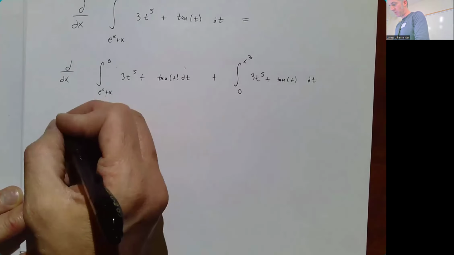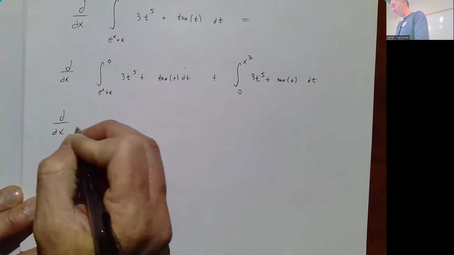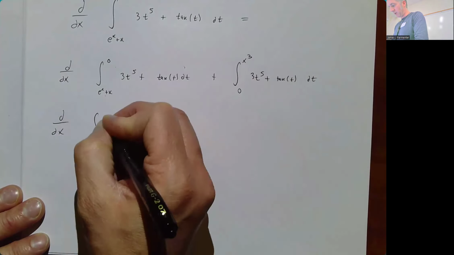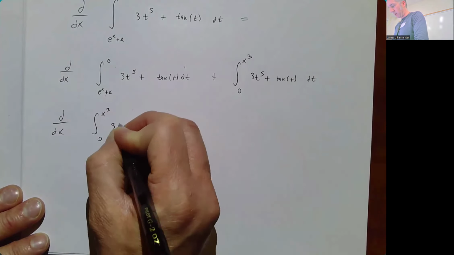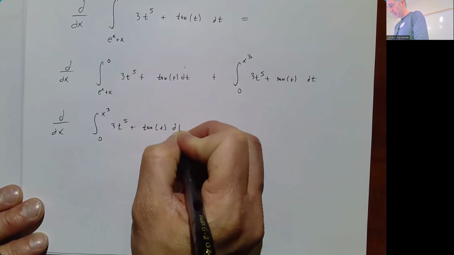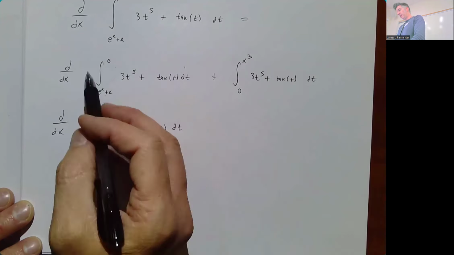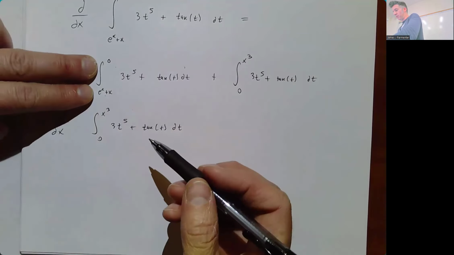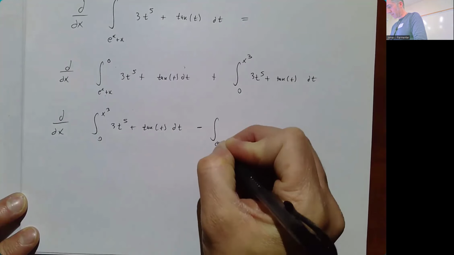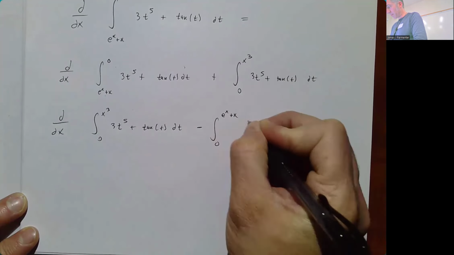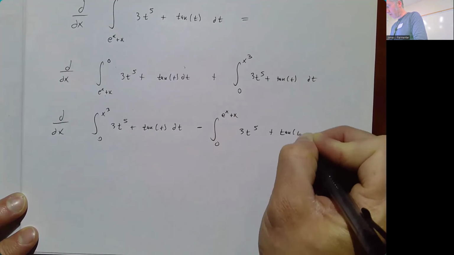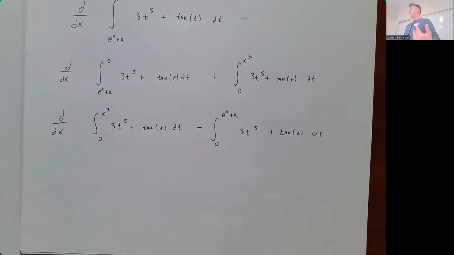And then so I don't have to write this 2 more times, I'm going to write this part first and say I have the integral from 0 to x cubed of 3t to the 5th plus tangent of t. And then instead of plus this, it's going to be minus this with the order of integration switched. Then those look like the normal way of doing it.